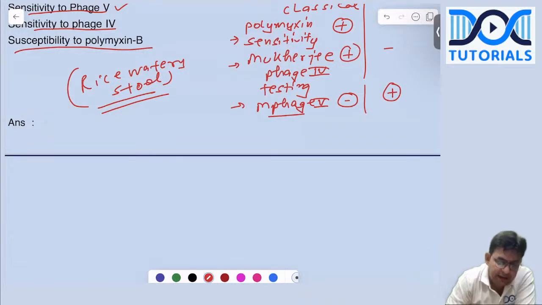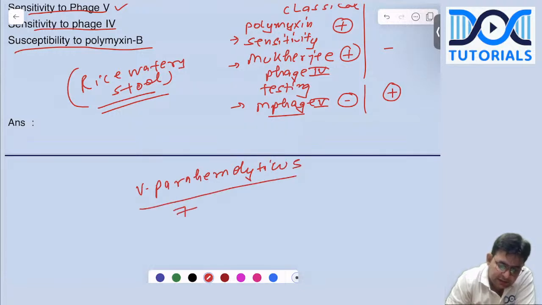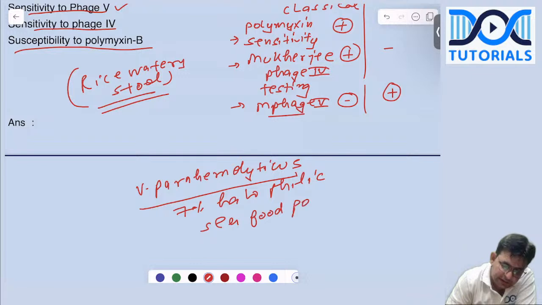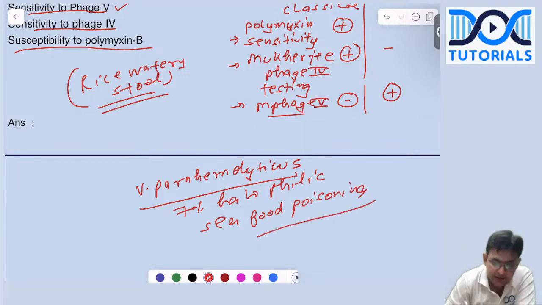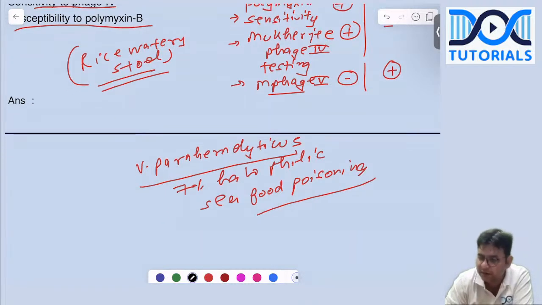Another thing I would like to tell you here, the question they ask again and again is regarding Vibrio parahaemolyticus. Vibrio parahaemolyticus is 7% halophilic, associates with seafood poisoning, and mostly this poisoning happens after eating oysters, and it can also happen after having crab, obviously a contaminated one.